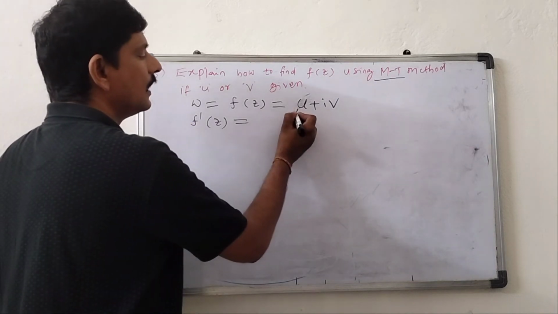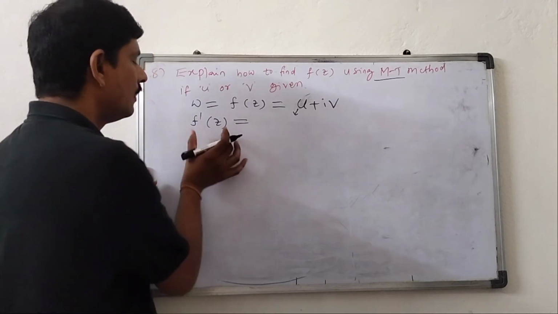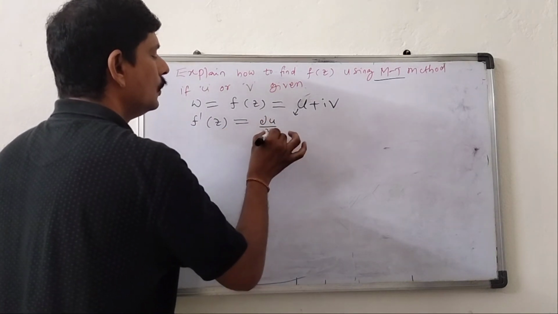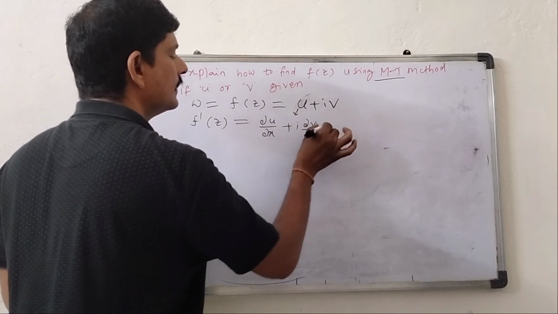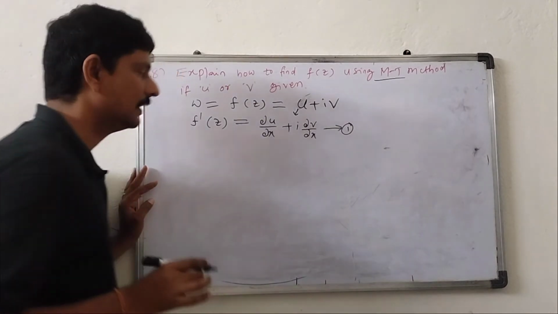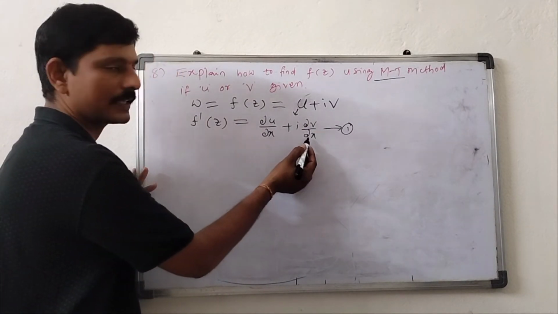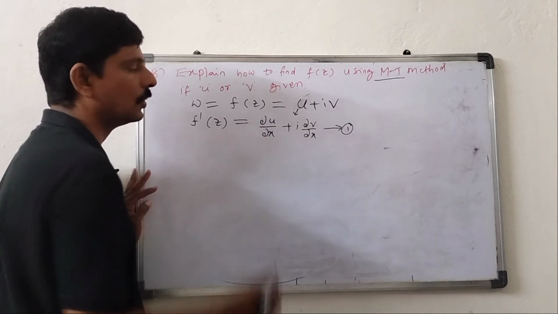So we observe what is given, u or v; that is what we have to keep in our mind. Now f dash z is equal to, as you clearly know, dou u by dou x plus i into dou v by dou x. Take it as equation number 1. You can take it with respect to y or with respect to x; I am taking it with respect to x. f dash z is equal to dou u by dou x plus i into dou v by dou x.